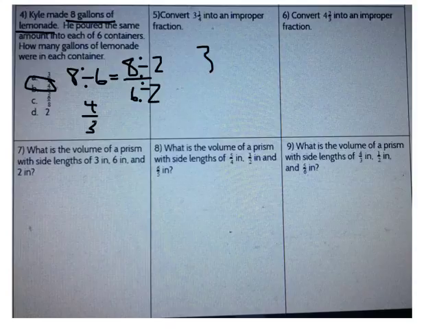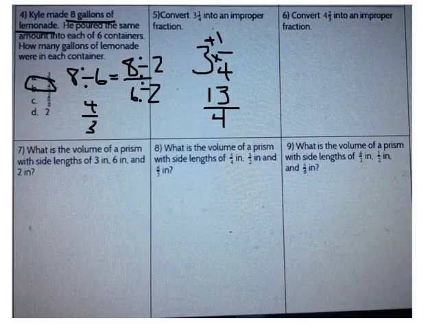Now let's convert 3 1/4 into an improper fraction. Remember, first I can multiply the whole number times the denominator. What's 3 times 4? It's 12. Then I can add the numerator. What's 12 plus 1? It's 13. The denominator stays the same. So what's my improper fraction? It's 13/4.